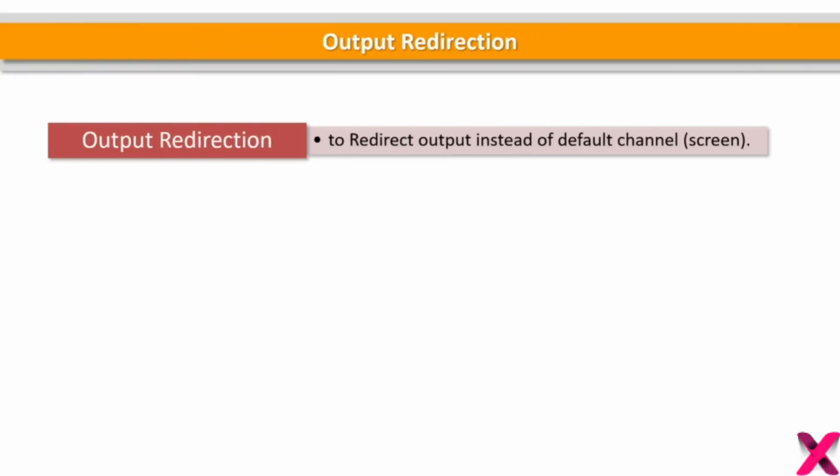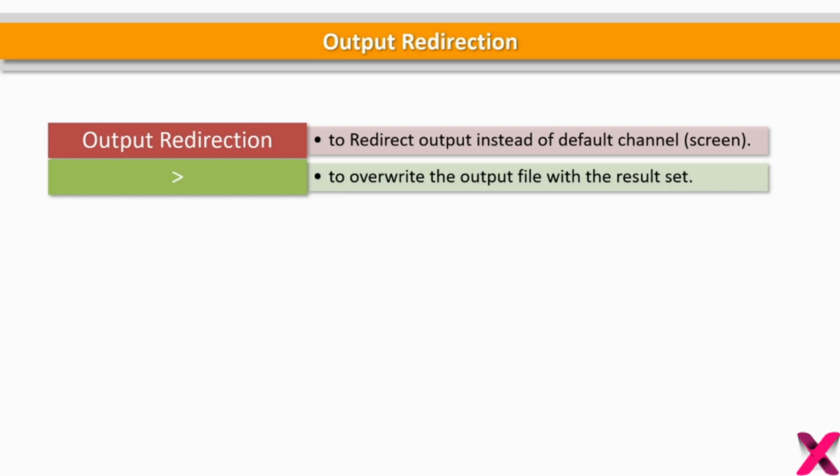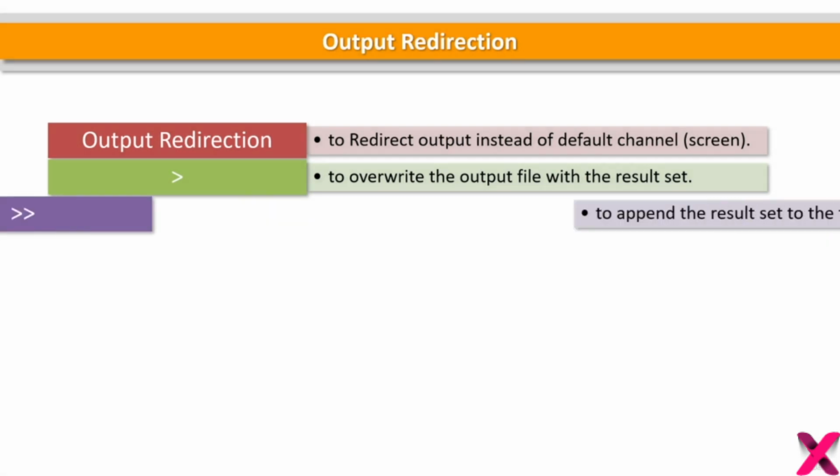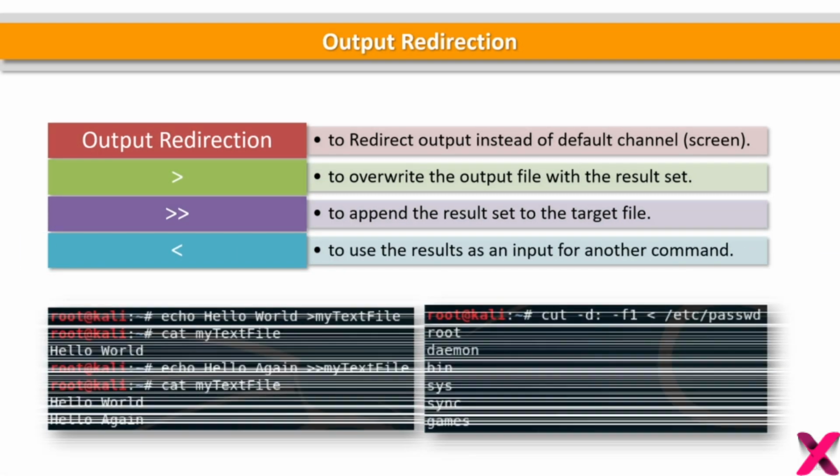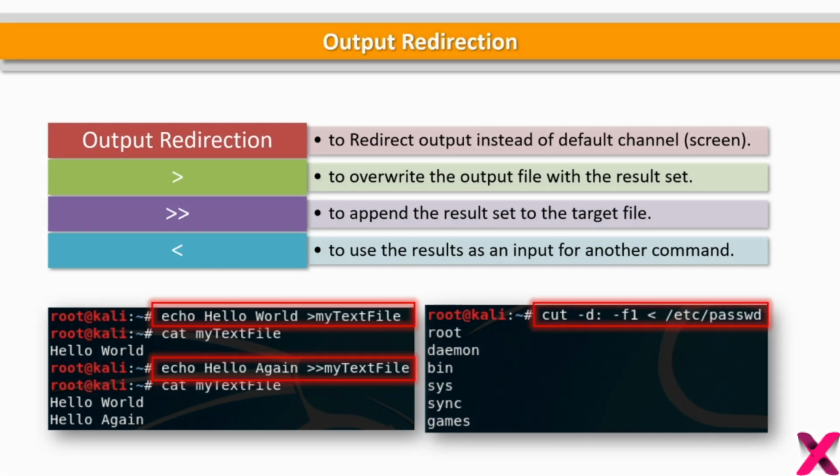So redirection is a feature in Linux so that when executing a command, you can change the standard input-output devices. The standard input device, of course, is a keyboard, and the standard output device is the screen. But check this out. A single greater than symbol is used to overwrite the output file with the result set. The double greater than symbol is used to append the result set to the target file. The single less than symbol is used to add the results as an input for another command.